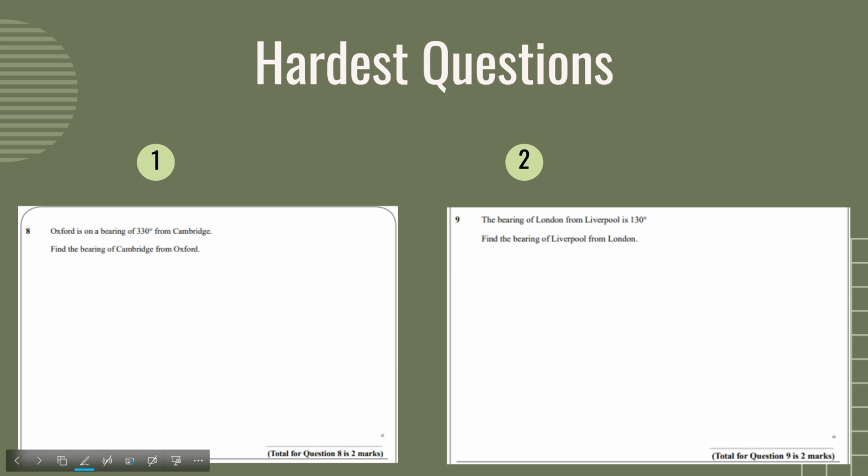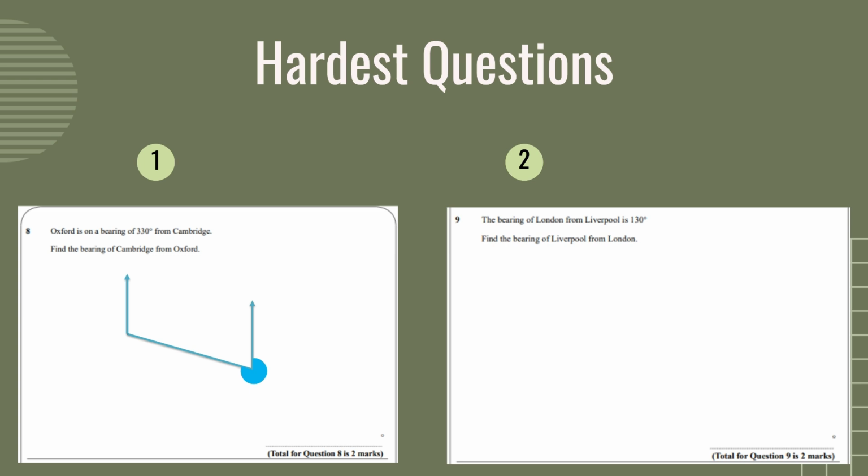So, in our first question, it says Oxford is on a bearing of 330 degrees from Cambridge. Find the bearing of Cambridge from Oxford. If you know some geography, it does help answering these sort of questions, because they kind of use some common sense. Some of you may not know, but some of you may know, that Cambridge is below Oxford on the map of the UK. But if you didn't know that, it says 330 from Cambridge.